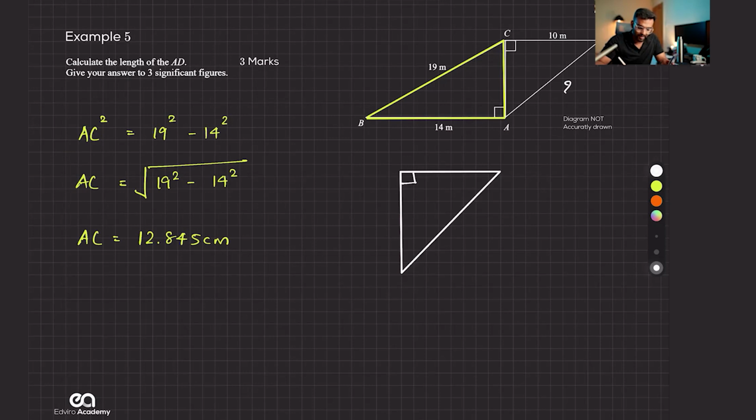We just found this, which is 12.845, whatever, and we are figuring this out. So we could write AD square. Bear in mind, this is AD and C. AD square equals 12.845 square plus 10 square, all right?